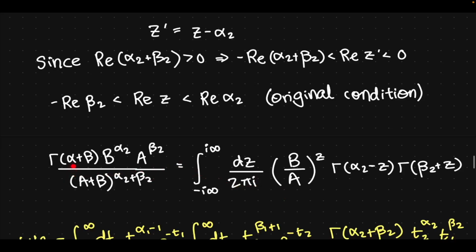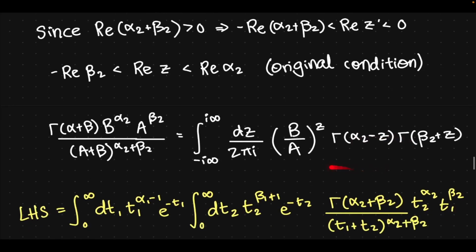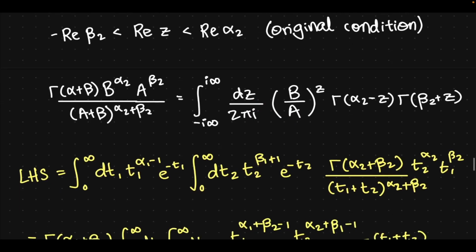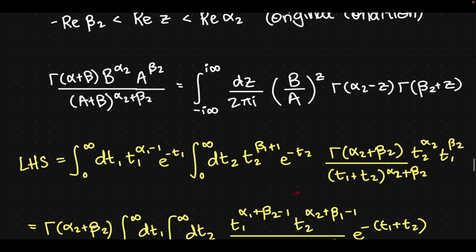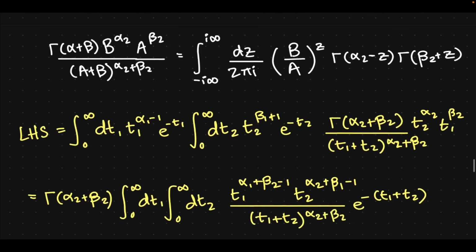So we have gamma of alpha plus beta, b to the alpha 2, a to the beta 2 divided by (a plus b) to the alpha 2 plus beta 2, times the integral from minus i infinity to i infinity of dz over 2 pi i, (b over a) to the z, gamma of alpha 2 minus z, gamma of beta 2 plus z. Please pardon if I keep changing from the physicist notation for the integral differential to the mathematician's, because sometimes it's more convenient when you have lots of long integrals to use the physicist notation.